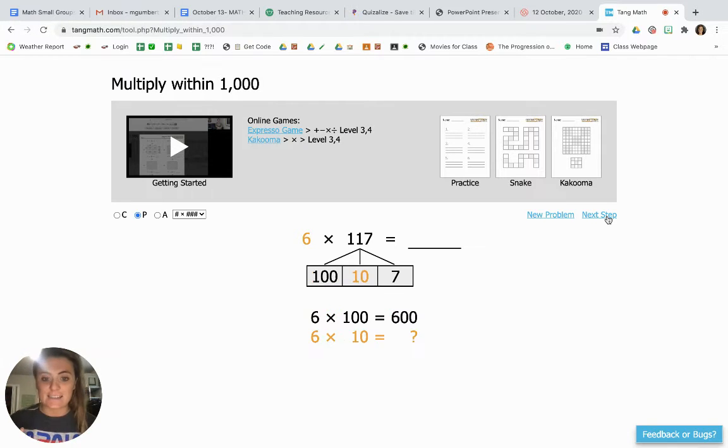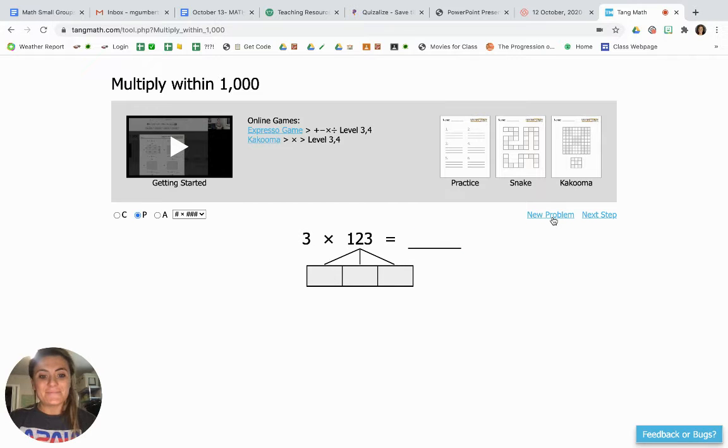Then you move over to 6 times 10, which is 60, and then finally you go to the final one, 6 times 7, which is 42. Now you have all of those partial products, and you add them together. So 600 plus 60 plus 42 is 702. So your answer would be 702.